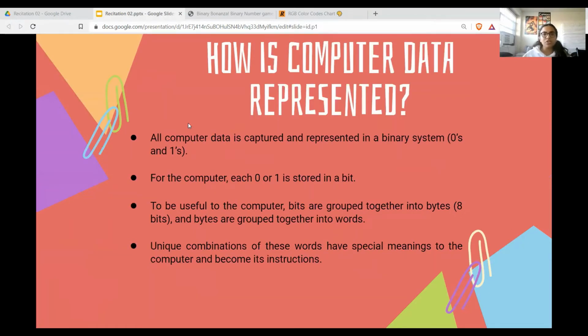So the question is, how is computer data represented? All the computer data is captured and represented in a binary system. A binary system is a system where only 2 bits are used. So the 2 bits are 0 and 1. For the computer, each 0 or 1 is stored in a bit. To be useful to the computer, bits are grouped together into bytes. So when 8 bits come together, it forms a byte. And then the bytes are grouped together into words. Unique combinations of these words have special meanings to the computer and become its instructions.